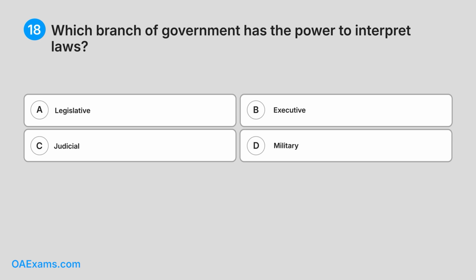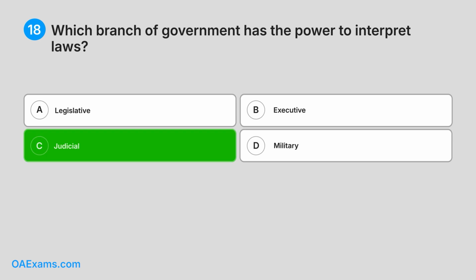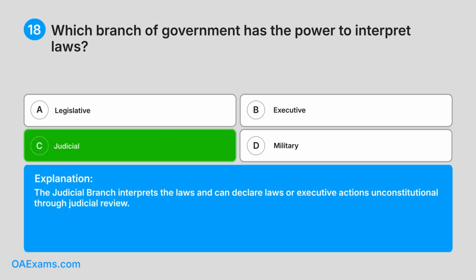A. Legislative. B. Executive. C. Judicial. D. Military. Can you guess the answer? Correct answer. C. Judicial. Explanation. The judicial branch interprets the laws and can declare laws or executive actions unconstitutional through judicial review.